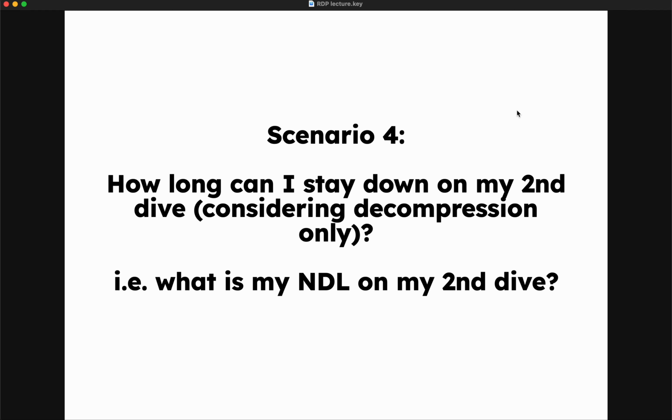All right, so this next scenario is a very helpful, or common, one. So the question is, how long can I stay down on my second dive? And again, this is just considering decompression. We're not thinking about the amount of gas we have at this point, or the time, or how warm we are, just thinking about decompression. So what is my no decompression limit on my second dive?